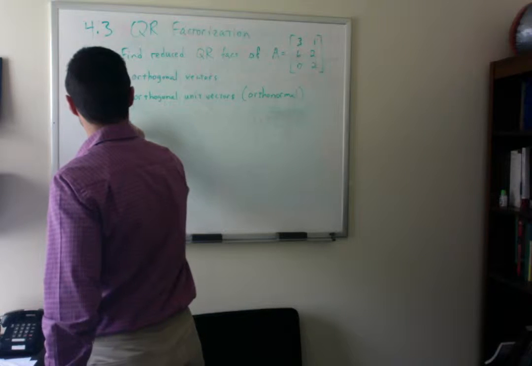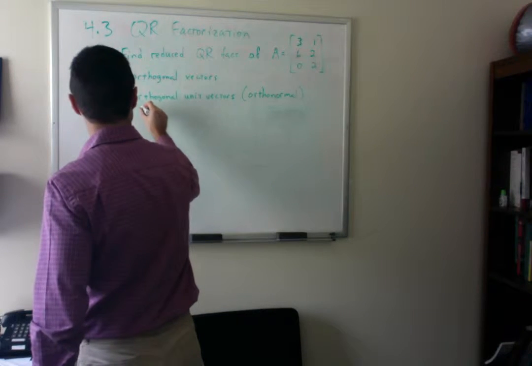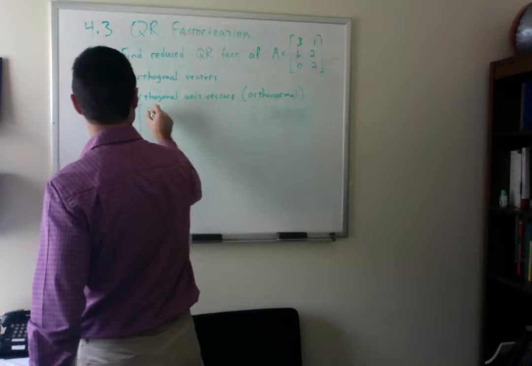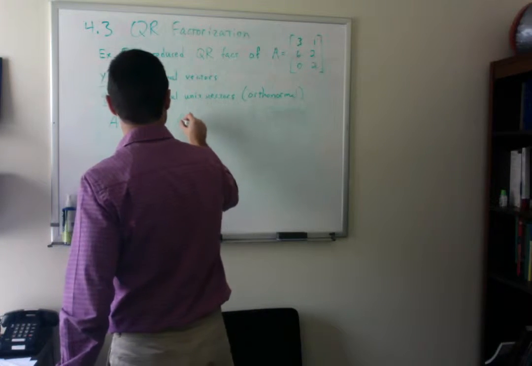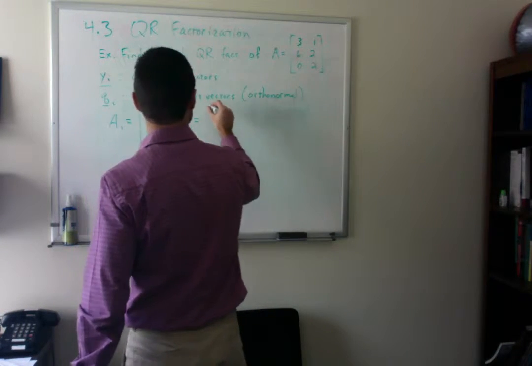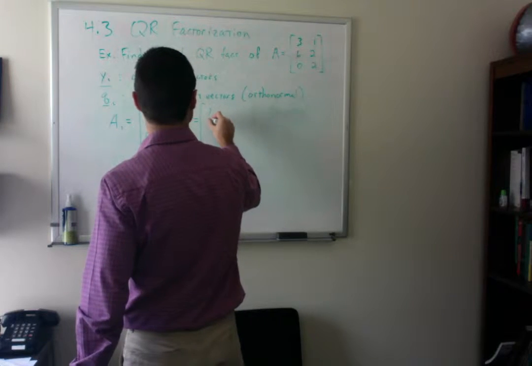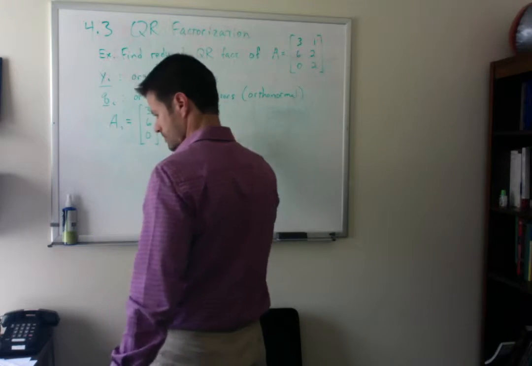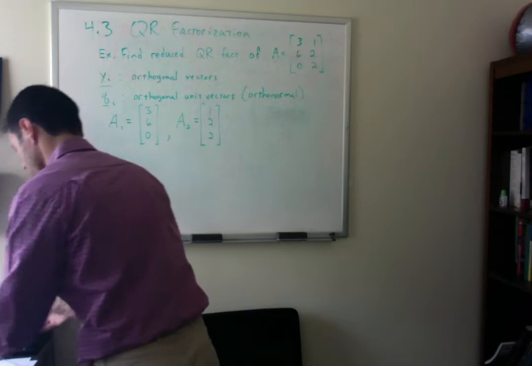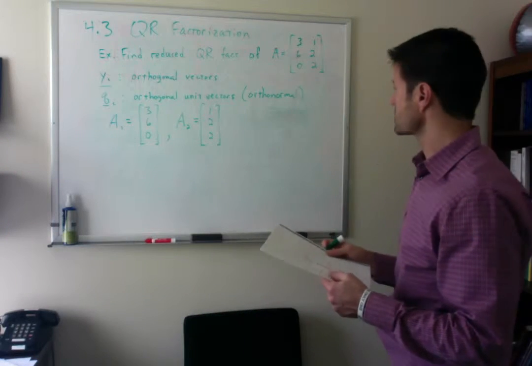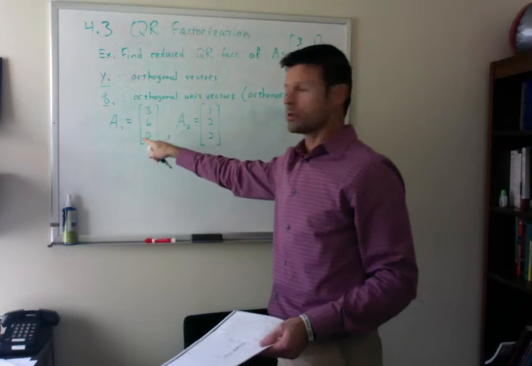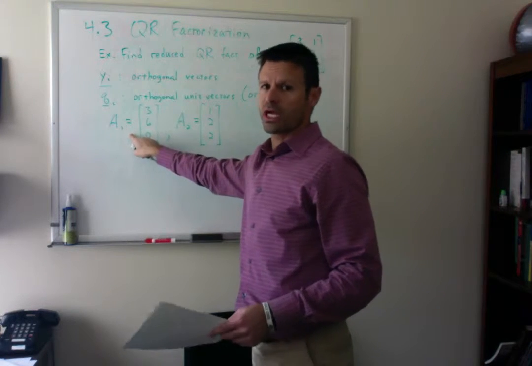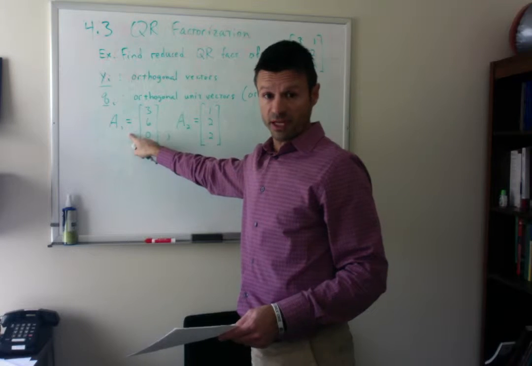So for this matrix here, our a1 is equal to the first column, 3, 6, 0, and our a2 is equal to our second column, that's 1, 2, 2. To proceed with this method, we're going to start with a1. And a1 we're not going to change, other than making it a normal vector.